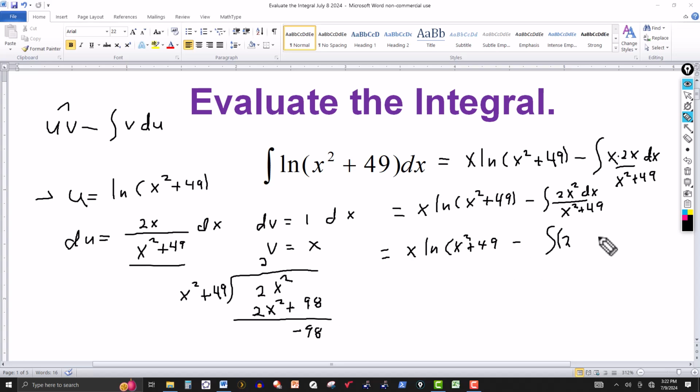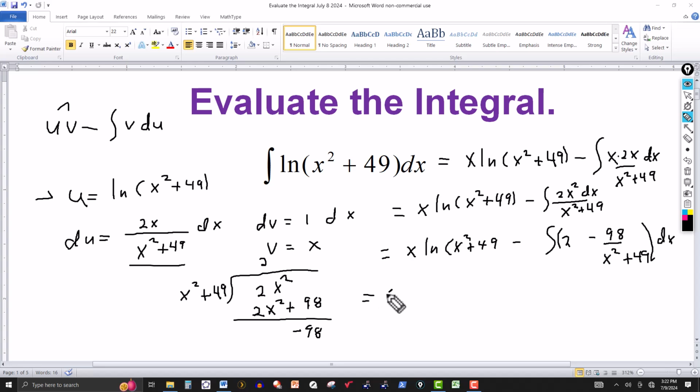And then it's minus 98, so it's going to be minus 98. I could make it plus, and then I'm minus 98 over the x squared plus 49. And I could break this up into two integrals. I'll leave it right now. I have it as 1, like that. Or I could just integrate and say, okay, it's the integral of 2 with respect to x, and it's the integral of minus 98 over x squared plus 49 dx. So let's just do it this way.